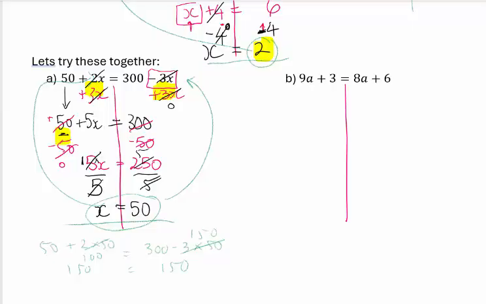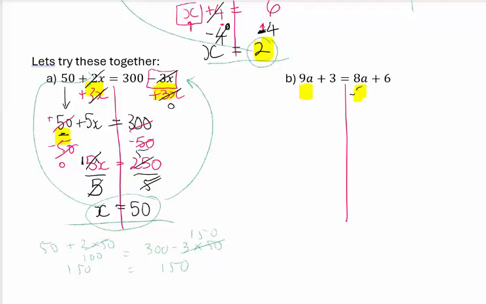Next one, same deal. B, 9a plus 3 equals 8a plus 6. Which is easier to get rid of? Well, I know if I take 8 from both sides, I'm going to get rid of it that side, and that means I'm left with 1a. So I think that's what I'm going to do. If I took 9a from this side and took 9a from that side, I would end up with negative a. You could do that, that's perfectly fine, but we're just trying to find what's easier, so we're after a strategy that's going to make our calculations easier.